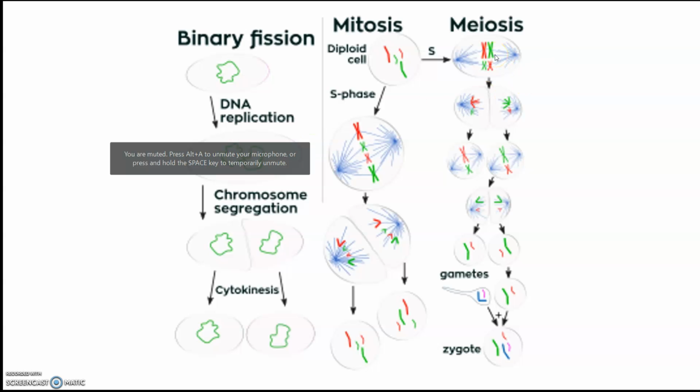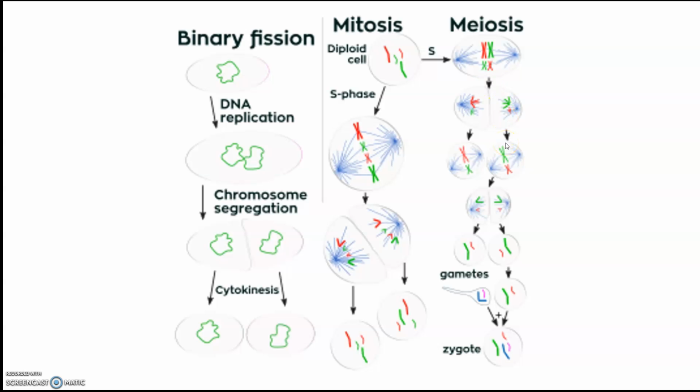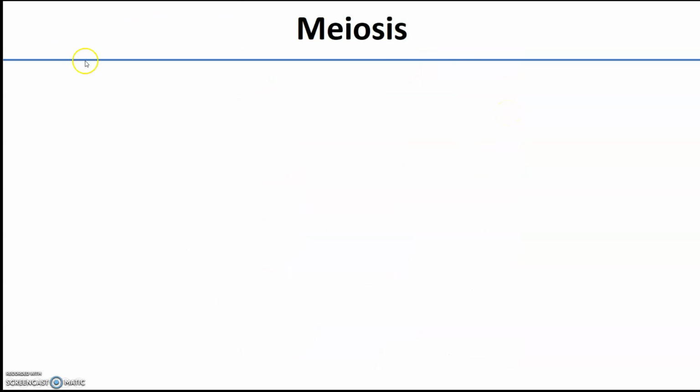Now let's talk about meiosis. Okay. So our last type of division is called meiosis, or some people may pronounce it as meiosis. What do you know about meiosis? Well, if you've been paying attention, we've mentioned it a couple times.